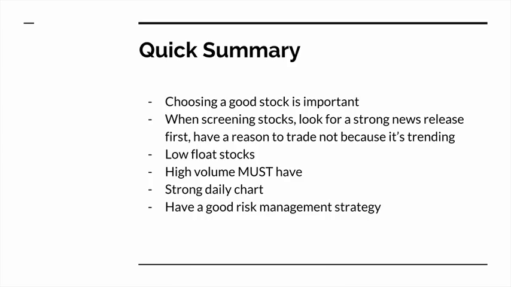So here's a quick summary of this part 2. I didn't want to make it too long. If you need anything, you can make sure you visit back to part 1. But quick summary is that when it comes to stock selections, choosing a good stock is very important. When screening stocks, the main indicators to look for is a strong news release, some sort of catalyst, press release, something along the lines of that. Have a reason to trade, just not because it's trending or some analyst recommended it or some bank upgraded it. That's not a legitimate reason. It could be added to your amount of reasons, but you need more than that, right?